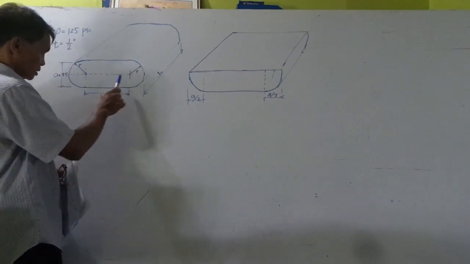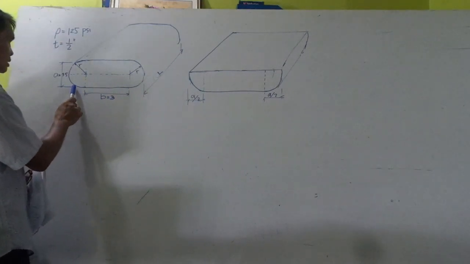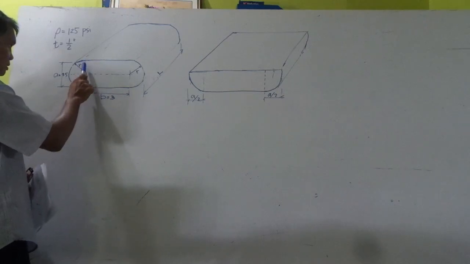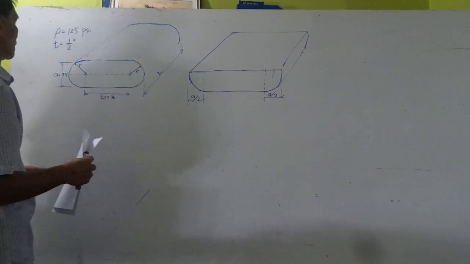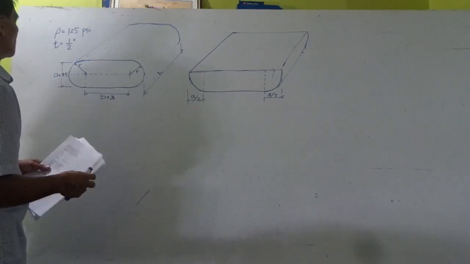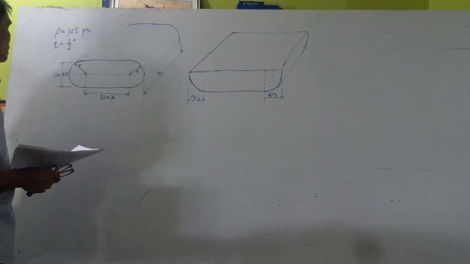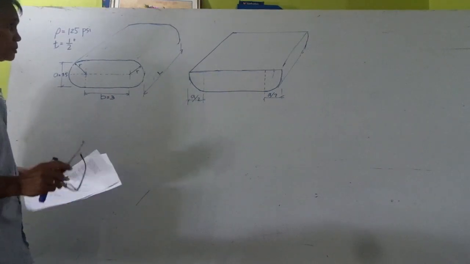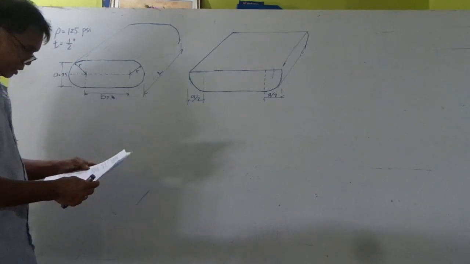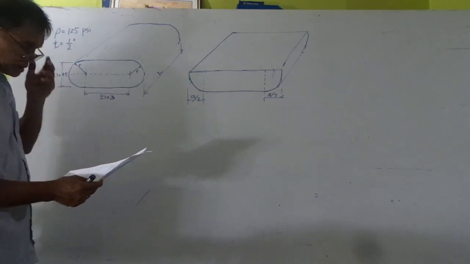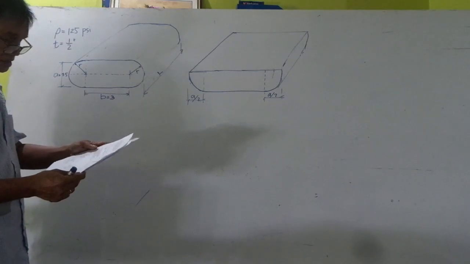The distance between the centers of the radius is 3 feet. Then the diameter of this semicircle is 1.5 meters, with an applied pressure of 155 psi and a wall thickness of 1 half. We are told to determine the longitudinal stress and the tangential stress.